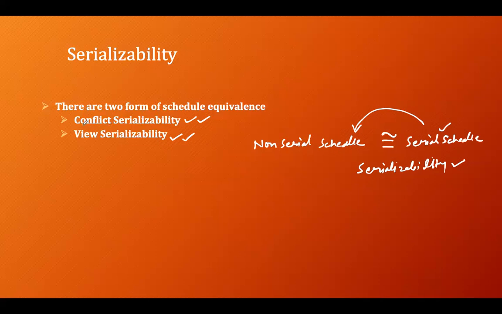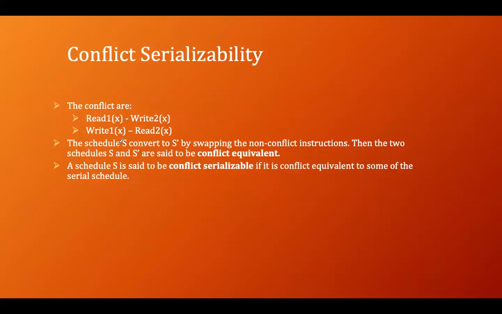Now let's talk about what we mean by view and what we mean by conflict. Okay, we'll see one by one. Now what is conflict? Conflict means there is a chance that transaction T1 has read the data of X and after that transaction T2 is writing on X. There may be a chance like this, right?